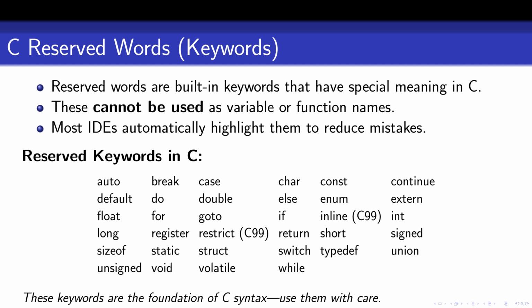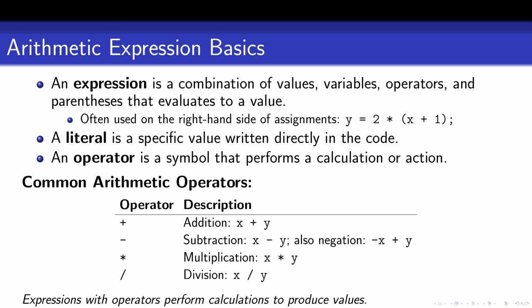As you write more programs, you'll naturally become familiar with the most commonly used ones. In C, expressions are used to perform calculations and evaluate to a result. These expressions are made up of variables, literals, operators, and sometimes parentheses. A simple example is 2 times x plus 1, which adds 1 to x and multiplies the result by 2.